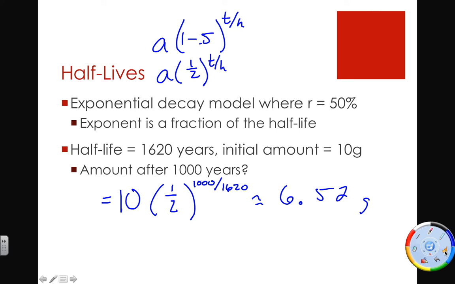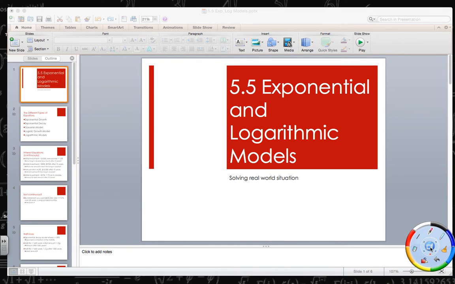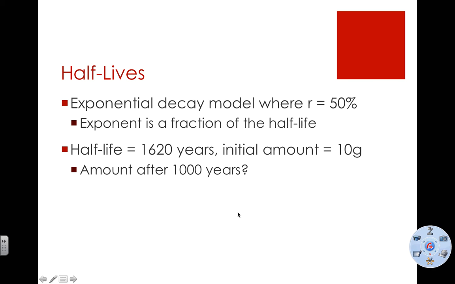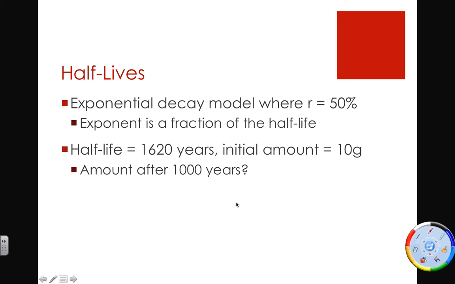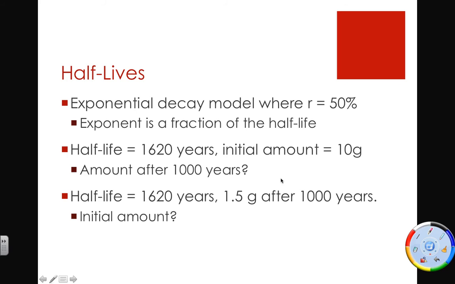All right, what if I asked you a slightly different question, though? If I asked you a slightly different question where there's your half-life, and I gave you this many grams. You have this many grams after 1,000 years, and you want to know your initial. So you have 1.5. You don't know your initial, times 1/2 to the power of 1,000 over 1620.